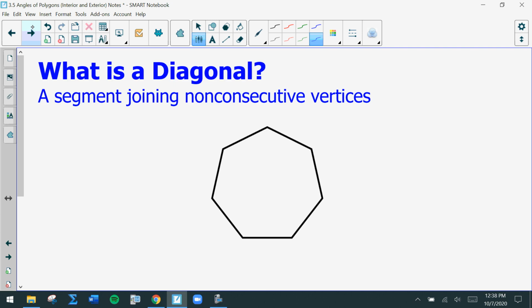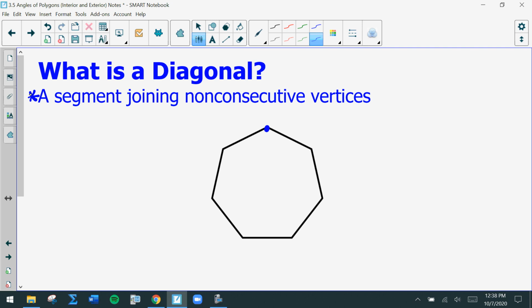Okay, so we're going to use our knowledge of diagonals to help us find out how many degrees are in these types of polygons. So we need to know what a diagonal is. And if I put, you don't have to draw this, but you should write the definition of a diagonal. Okay, a segment joining non-consecutive vertices.